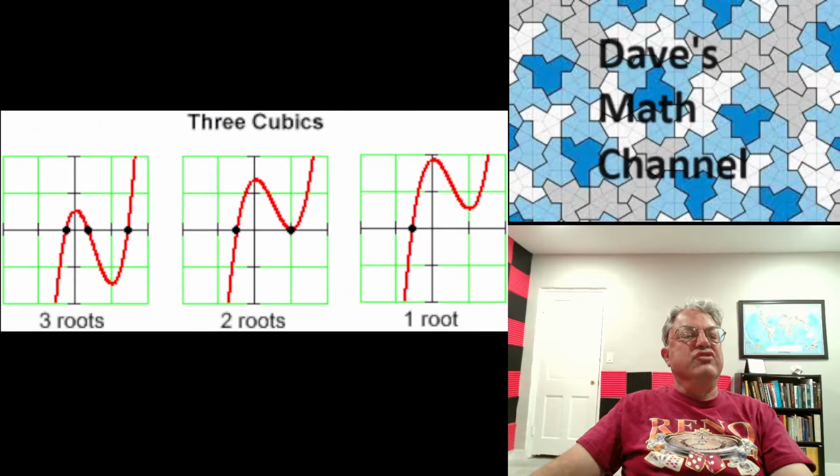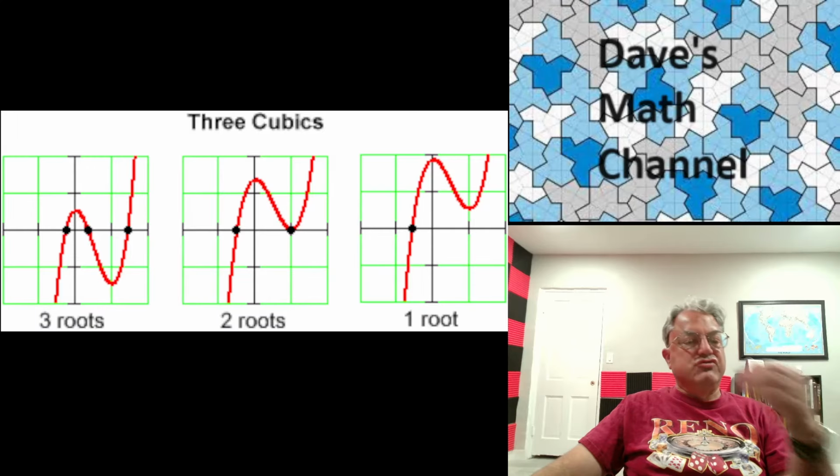Here's the case for cubics. If we have a cubic polynomial with real coefficients, its graph can look like one of these three things. There's no other possibility. The first case shows 3 real roots, where the graph intersects the x-axis in 3 different places, and then you get 3 real roots.